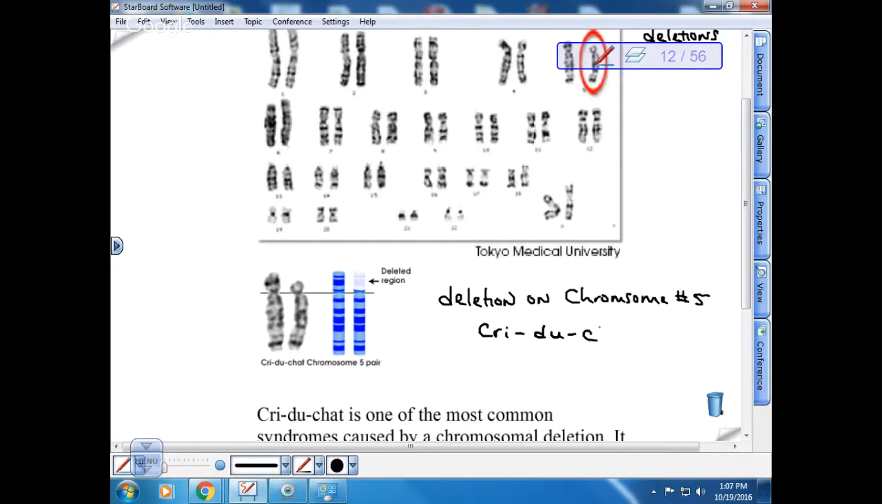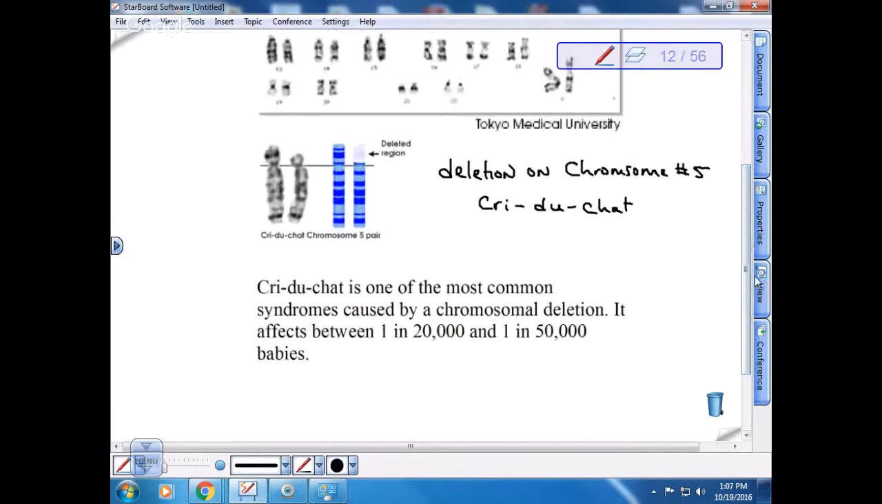Which means in French, cry of the cat, because of the way they sound when they're babies and they cry. They sound like a kitten crying. And so you can see that this is one of the most common syndromes caused by a deletion. It affects between 1 in 20,000 and 1 in 50,000 babies. And unfortunately, it's a really bad genetic error to have.